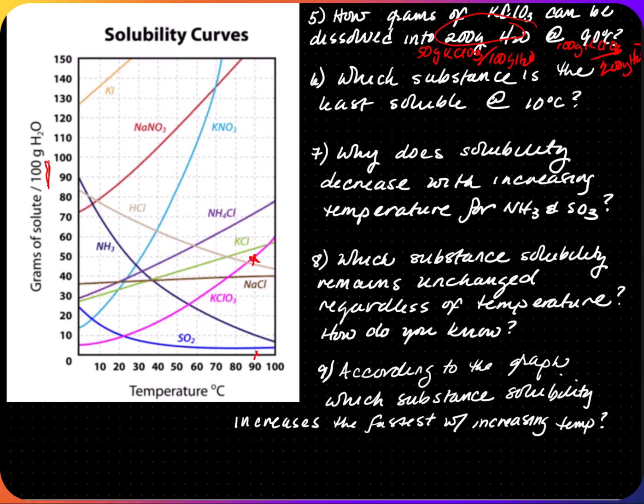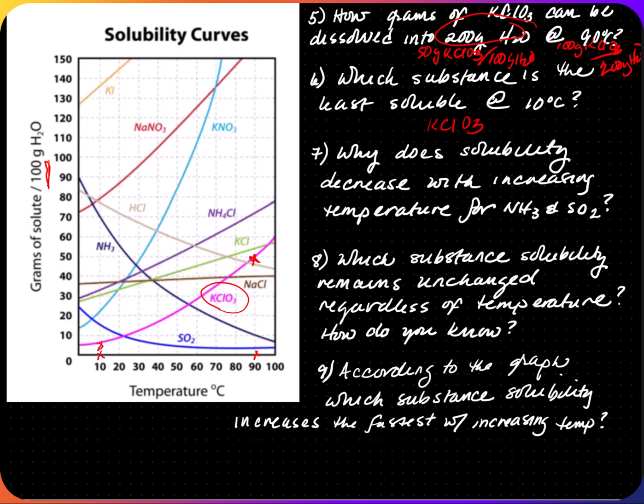Number 6. What substance is the least soluble at 10 degrees Celsius? So this is 10 degrees Celsius. Least soluble at 10 degrees is this pink one, which is about 5 grams per 100 grams of water, and that is potassium chlorate.